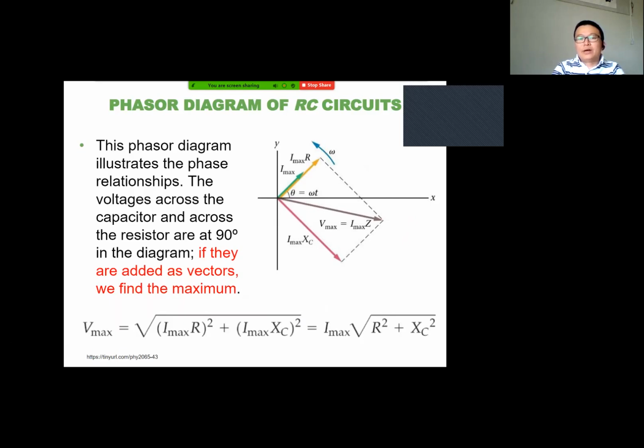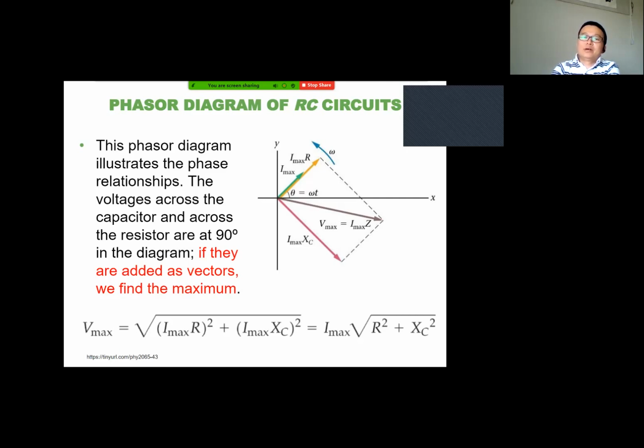If you have an RC circuit, you can draw the phasors for the resistor and the capacitor on the same diagram. Because the resistor and capacitor are in series, their current phasors are the same, so the I max is the same. The voltage phasor on the resistor is I max times R, in the same phase as the current. However, the voltage phasor for the capacitor is lagging by 90 degrees. So it's this guy, the voltage phasor for the capacitor.